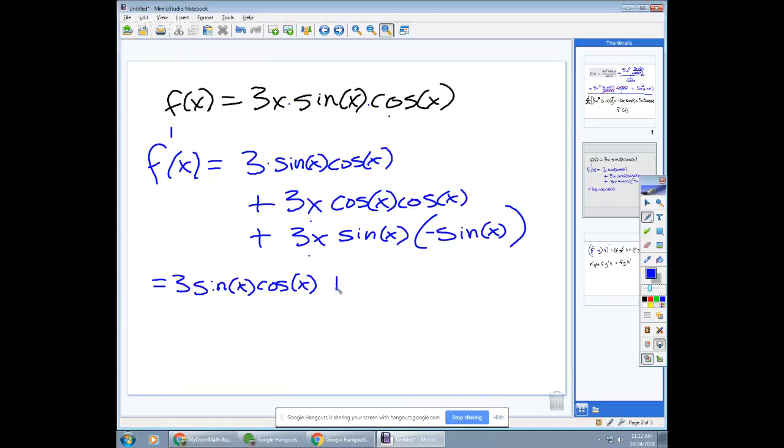And then we've got the 3x factors out of those two, leaving cosine squared of x minus sine squared of x. And when I tried to put that in the computer, it yelled at me. Oh yeah, I didn't like that. It made me write it all out.